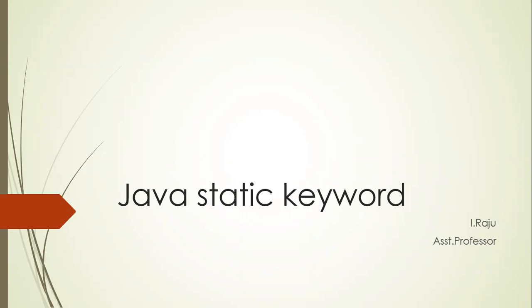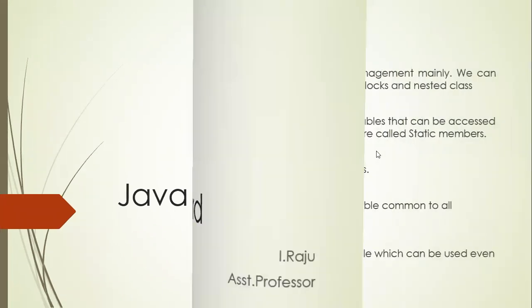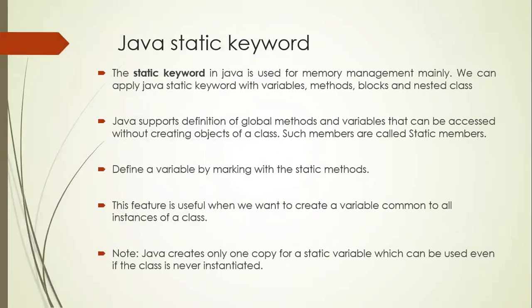The static keyword mainly concentrates on memory management. So the static keyword in Java is also for the same purpose. The static keyword in Java is used for memory management. We can apply the Java static keyword with a class consisting of data members and member functions. For both data members and member functions, you can apply the static keyword.